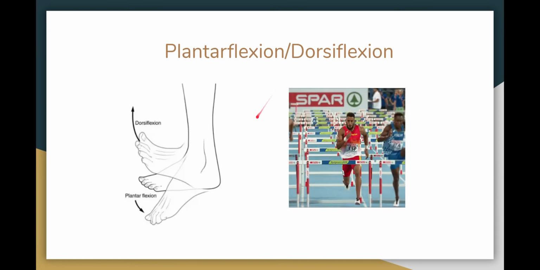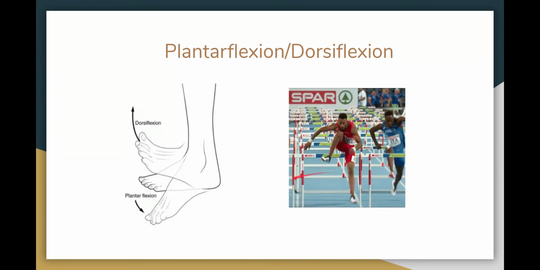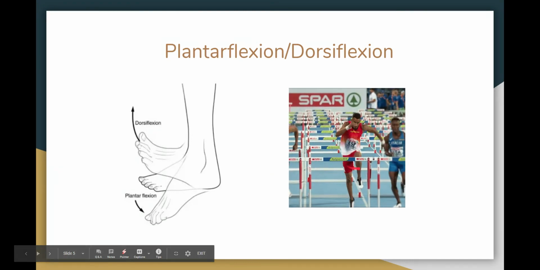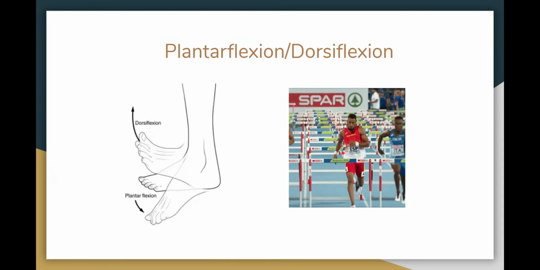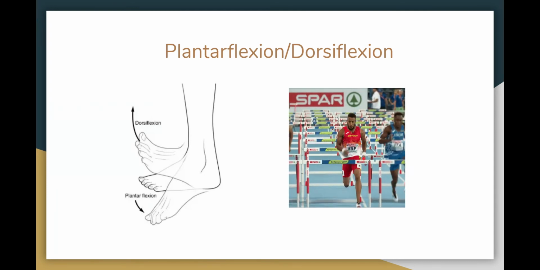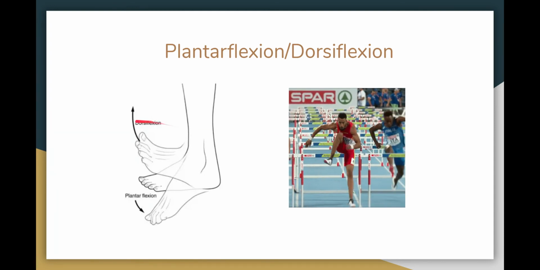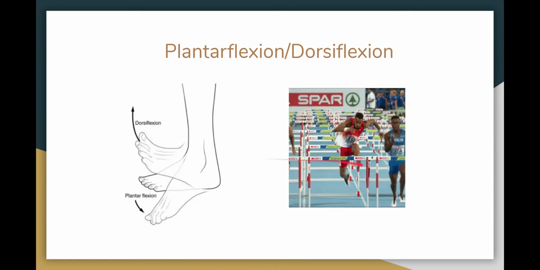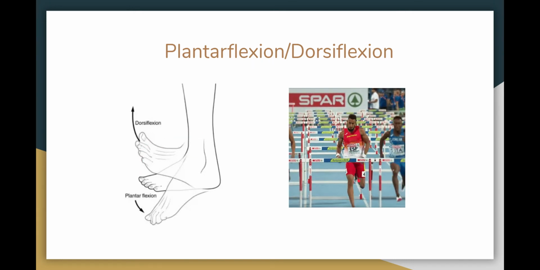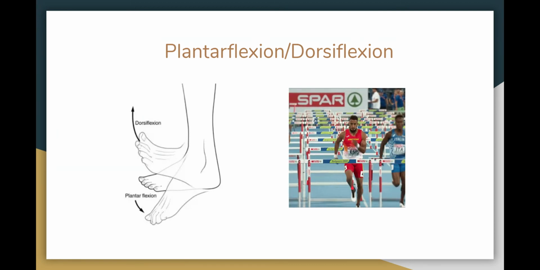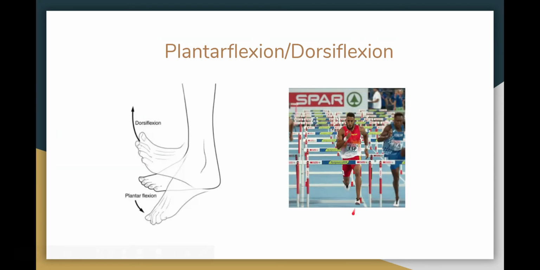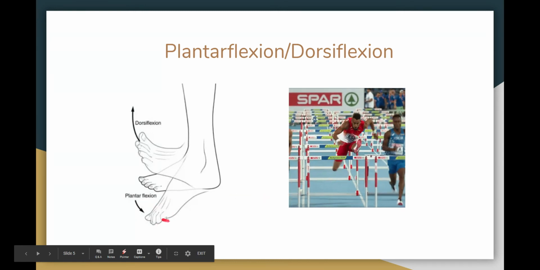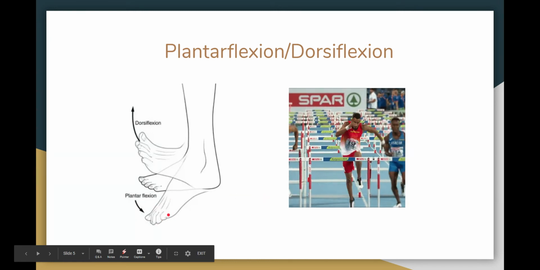Plantar flexion and dorsiflexion. We can see a hurdler here, and I want you to concentrate on their lead foot as they come over the hurdle. They're actually using dorsiflexion as that lead foot comes over the hurdle, pointing their toes a little bit closer to their shin. Then as he comes back down onto his foot, as it lands again, he would be using plantar flexion as he comes down onto his toes.